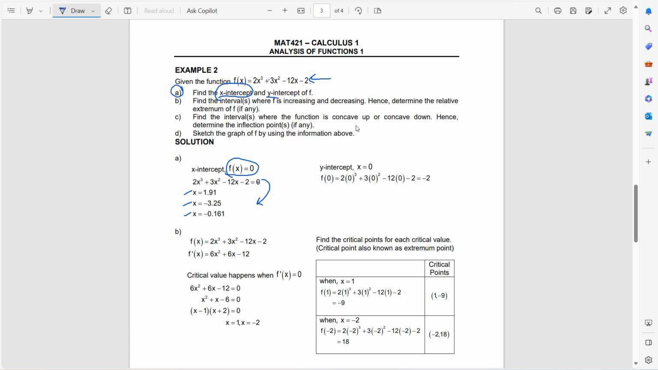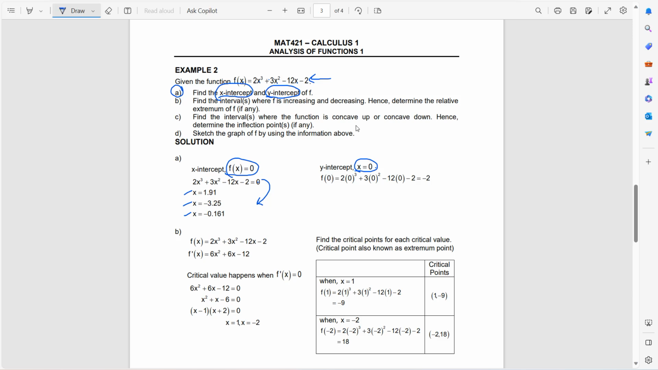Then we need to find the y-intercept of f. The y-intercept happens when x equals 0. So we take x equals 0, and we substitute here, here, here, and here. So you get this one. And then we are moving on to the second question: find the interval where f is increasing and decreasing. Hence, determine the relative extremum of f, if any. So how to do this?